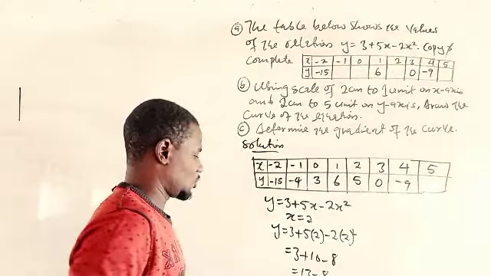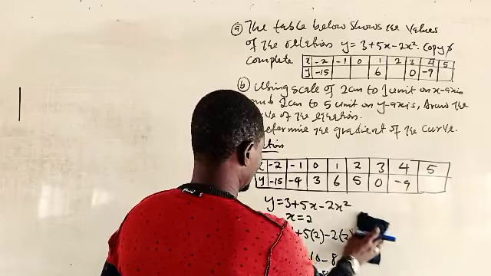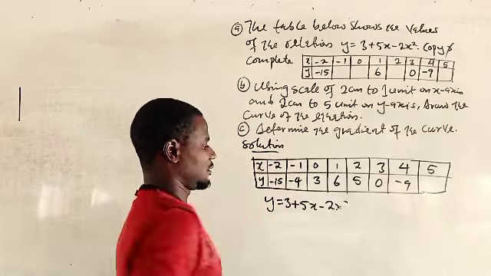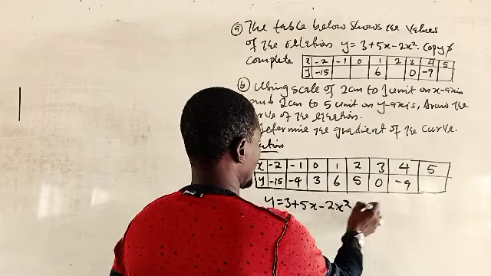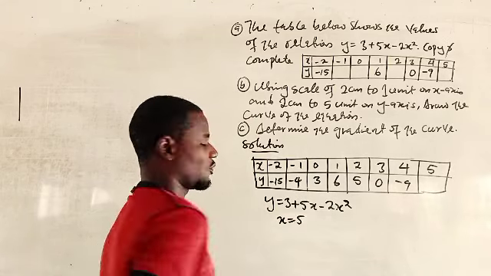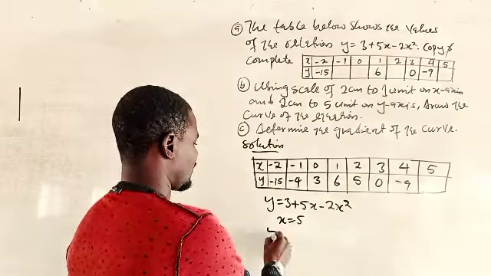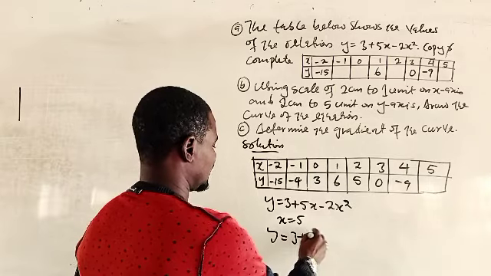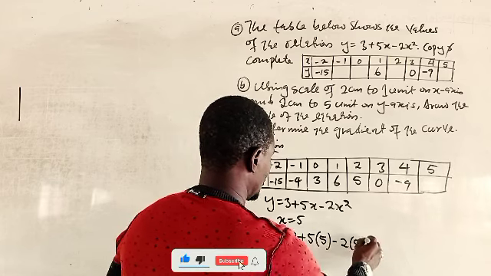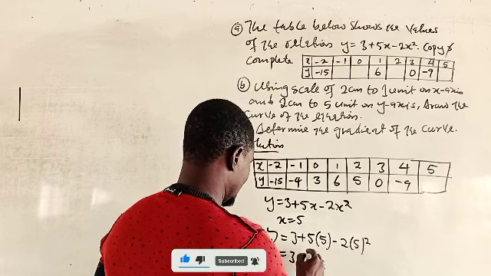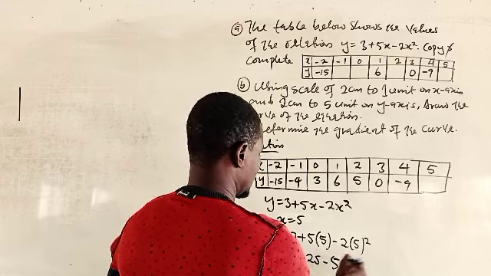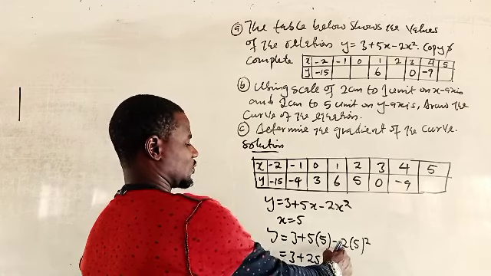Now, what we need to have next is when x is 5. Let's see, as x equals 5, what happens to our y here? We have y to be 3 plus 5 bracket 5 minus 2 bracket 5 squared. This is 3 plus 25 minus 50, because 5 squared is 25, times 2 is minus 50.